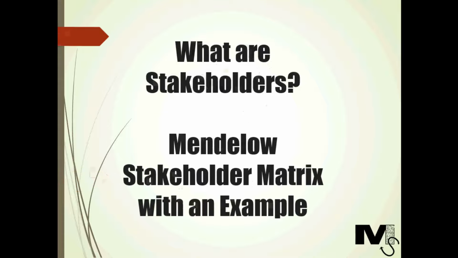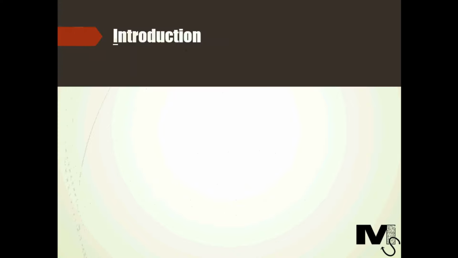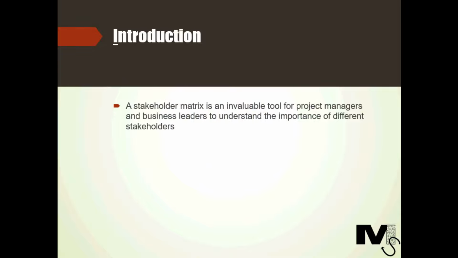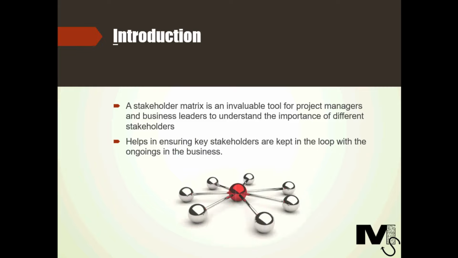In this tutorial, we understand what stakeholders are, what the Mendelow Stakeholder Matrix is, and how it's used to map out stakeholders, and also look at a complete example of a real-life project to put it all in context. Identifying and managing stakeholders is one of the most important aspects of managing a project or running a business. A stakeholder matrix is an invaluable tool for project managers and business leaders to understand the importance of different stakeholders and ensure key stakeholders are kept in the loop with the ongoings in the business.